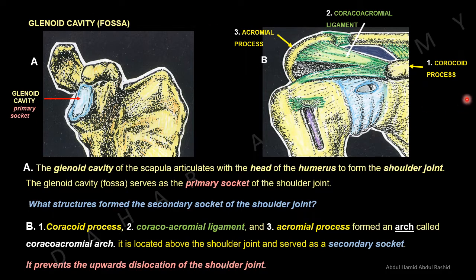So these structures, number 1, coracoid process, number 2, coracoacromial ligament, and number 3, acromial process, three of them formed an arch called the coracoacromial arch. This is the one, coracoacromial arch. It is located above the shoulder joint and serves as a secondary socket of the shoulder joint. It prevents upward dislocations of the shoulder joint.